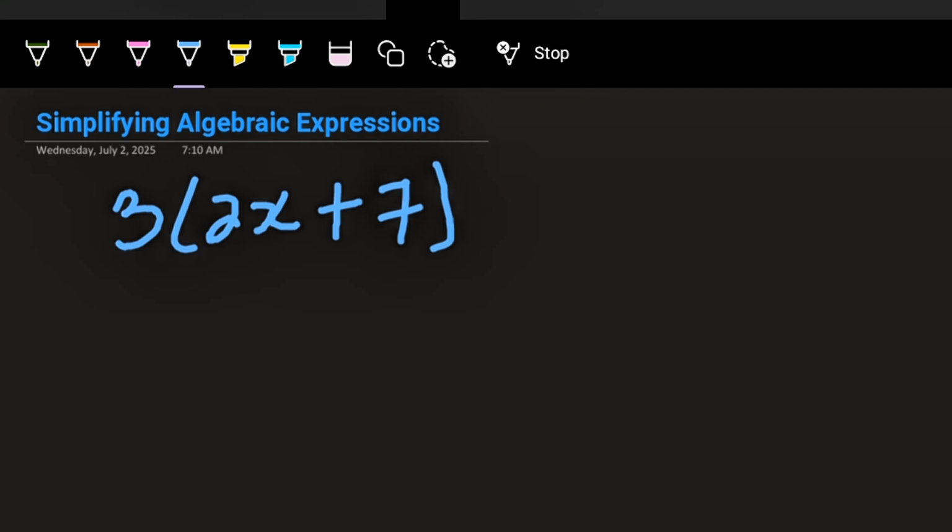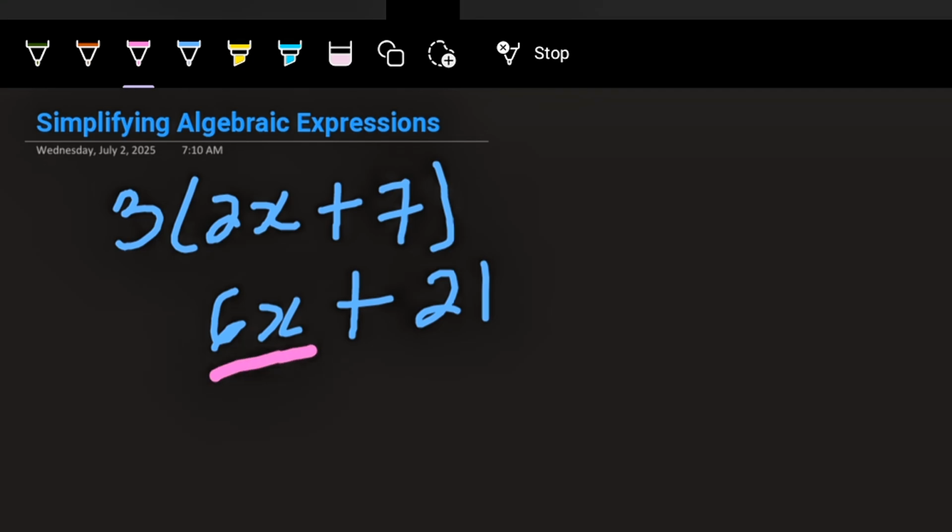So 3 times 2, that's 6x, plus 3 times 7, that's 21. And those would be our variables, and they cannot be broken down into anything further, so that would be our final answer.